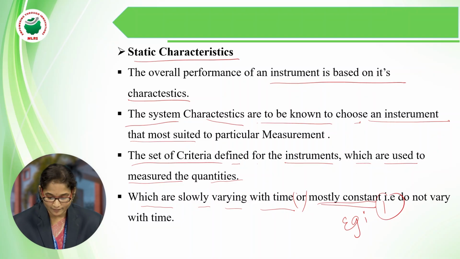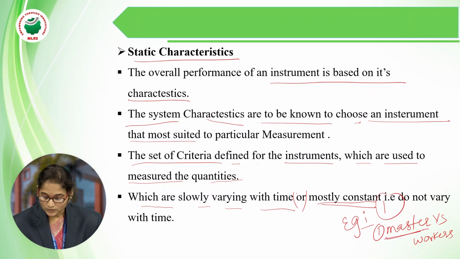Let us take one example: master versus worker. Here the master of the house is the owner. He is sitting in the chair, and the worker in the home is doing some work for the master. So the master is giving the commands. He is sitting in the chair and giving commands to that worker or slave.